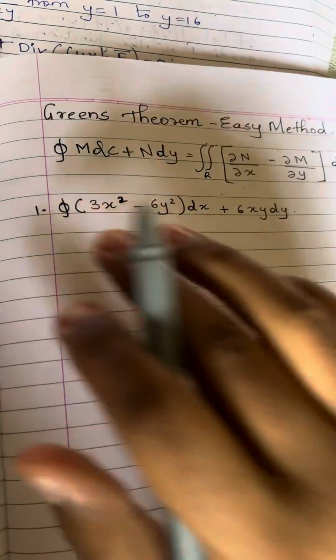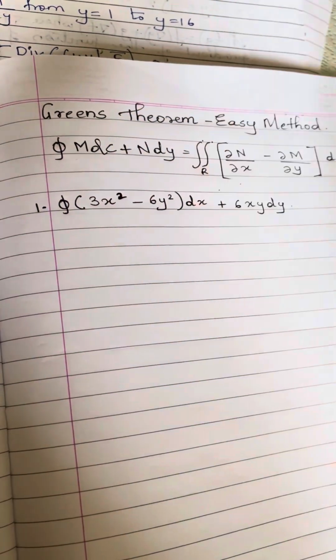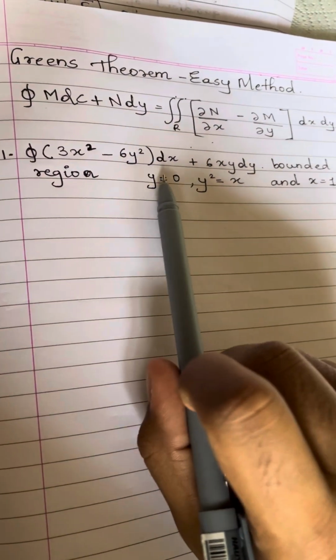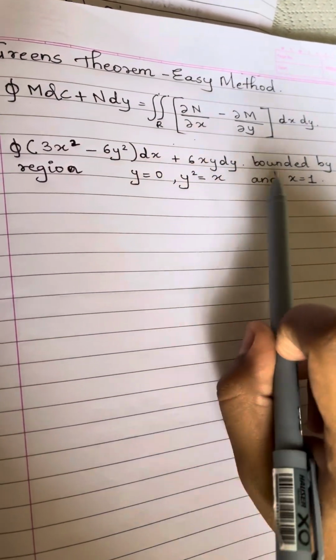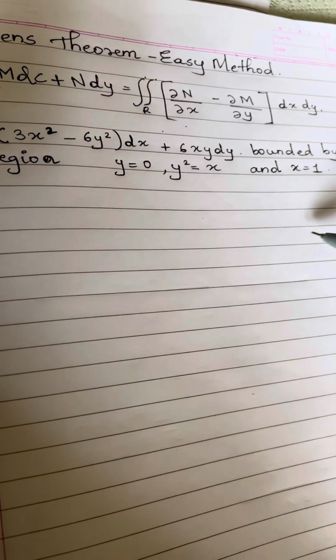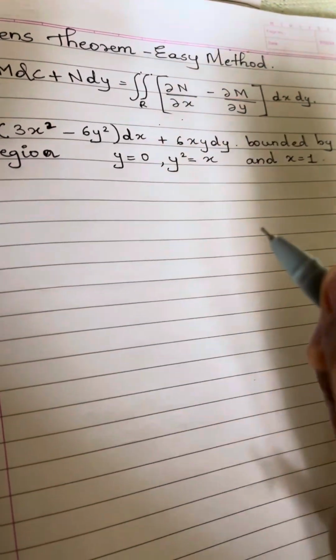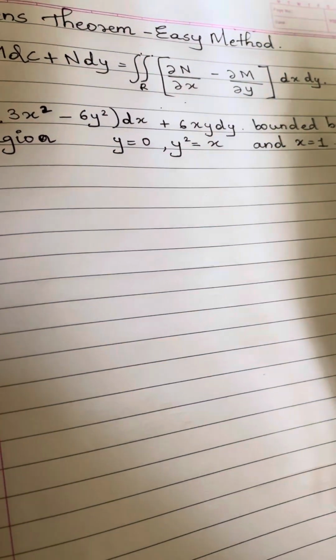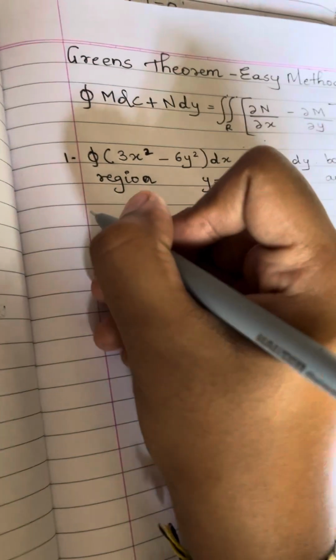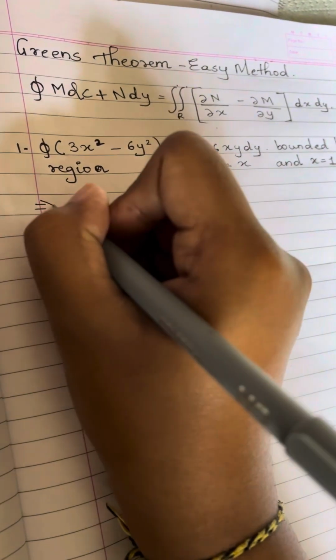Now let us take a look at the first question. So this is the question and this is the region which is given. Many students find it difficult to draw the graph and to find out the coordinates, but here I will be teaching you a very easy method by which any student will be able to find the inner and the outer coordinates. Okay, so now let's get started.